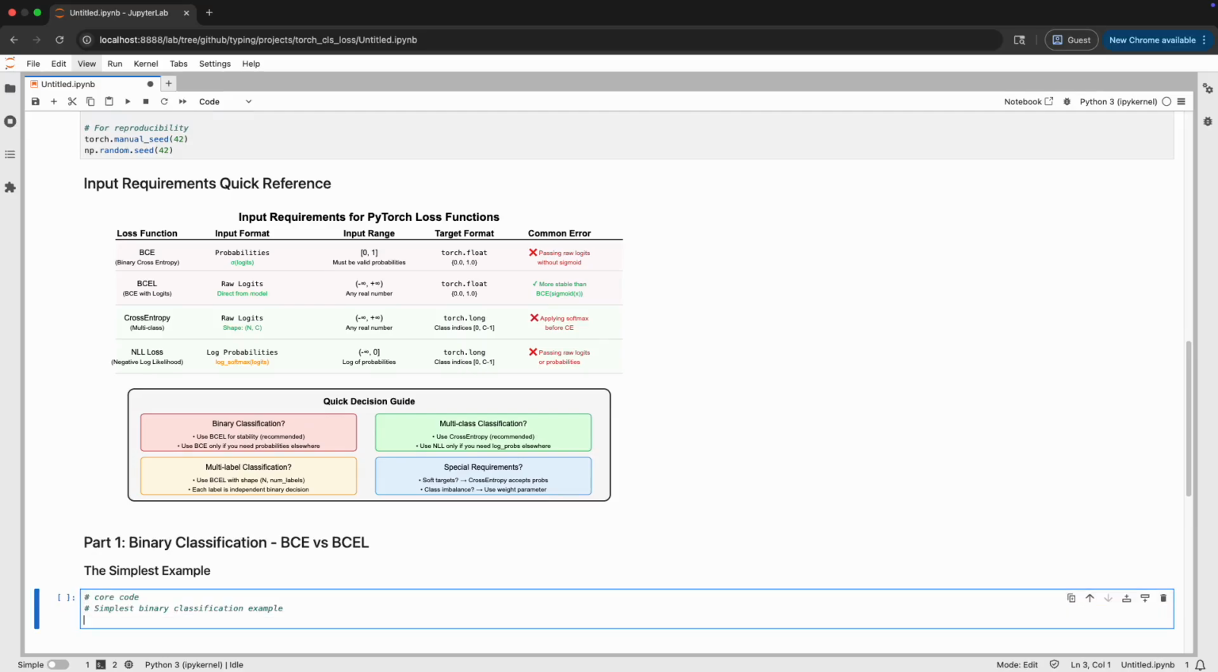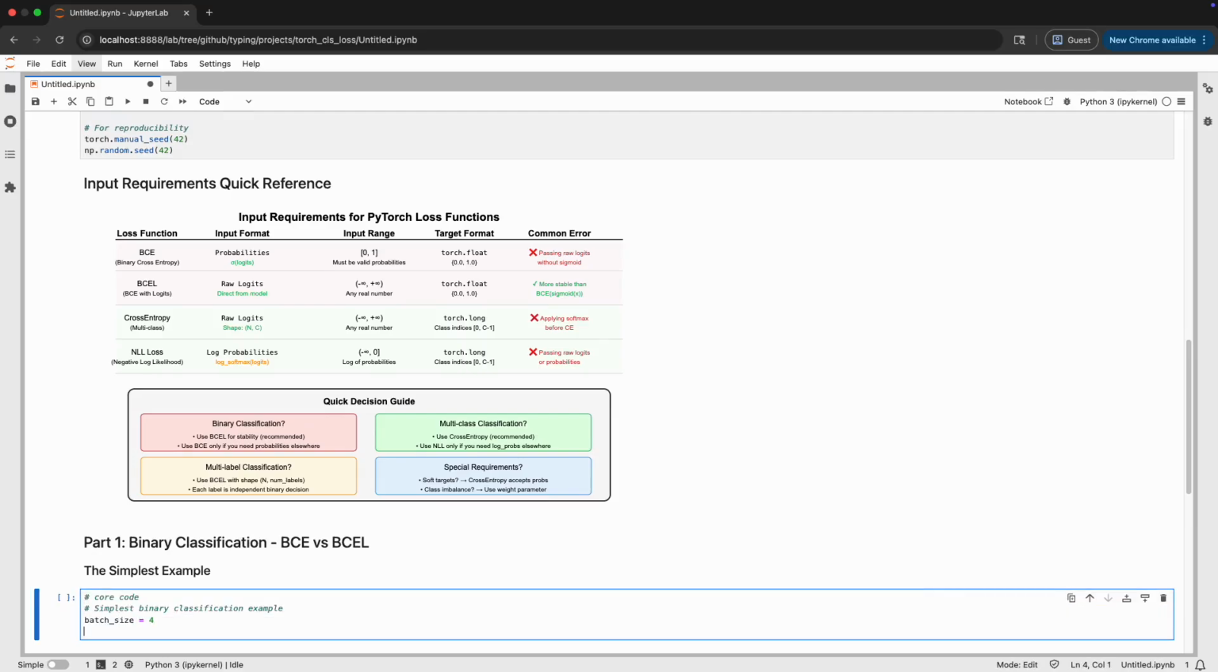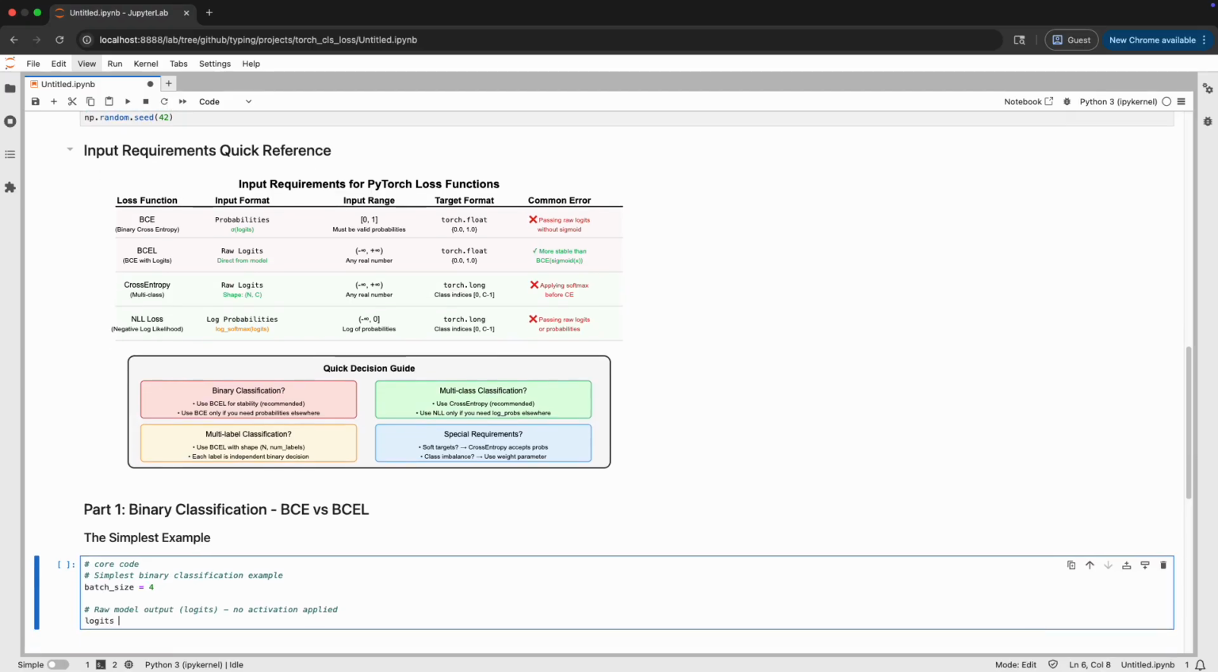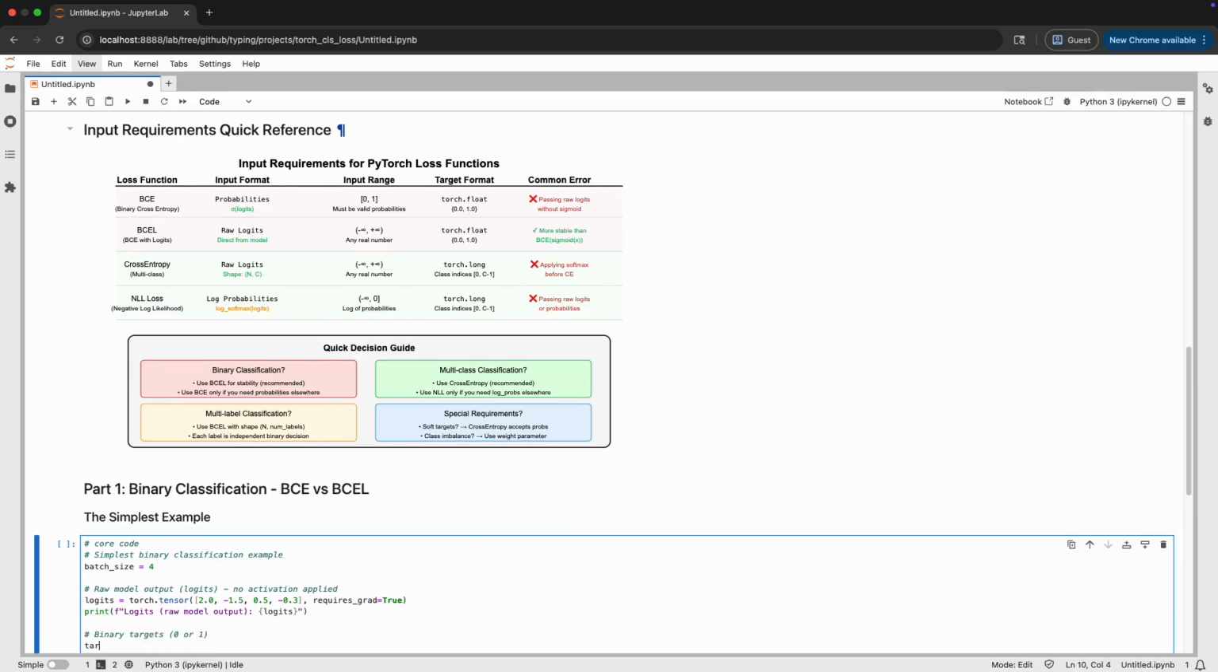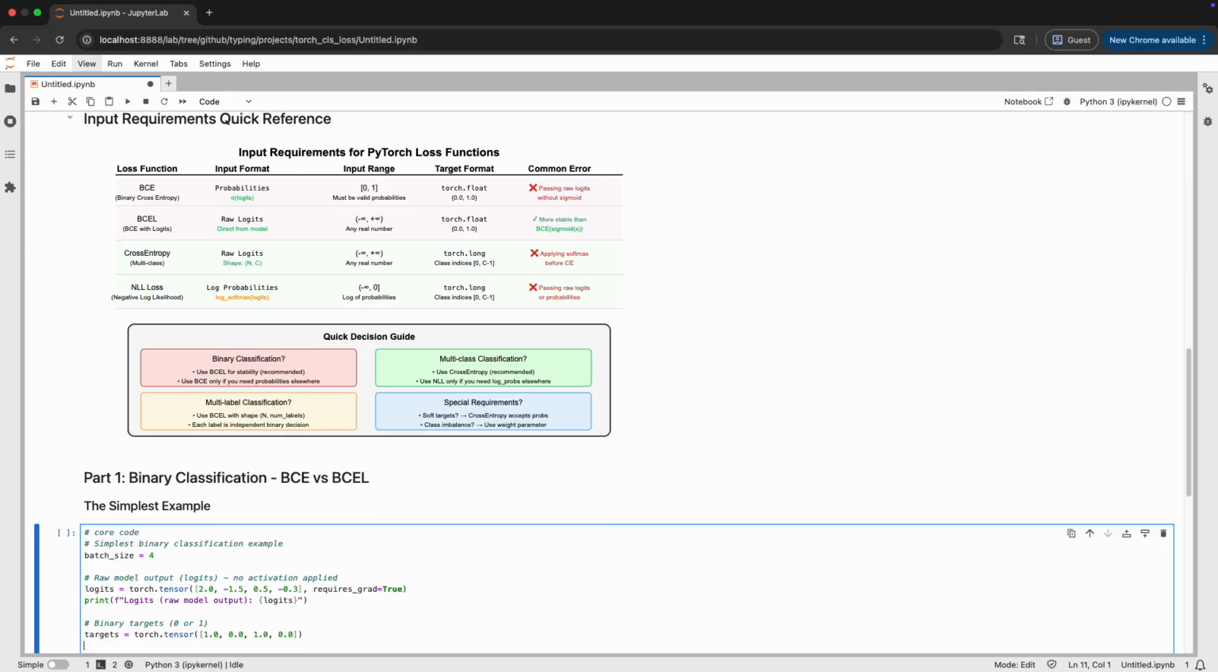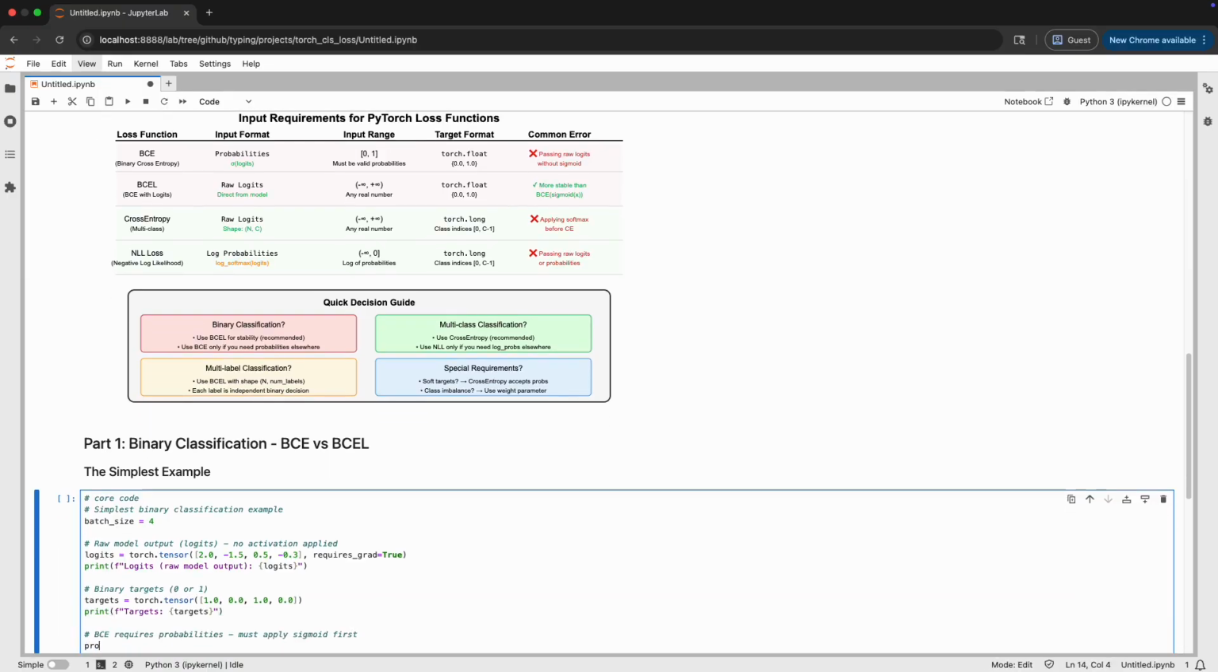Let me demonstrate the simplest binary classification example. I'm creating 4 samples with raw model outputs, which we call logits. These are values like 2, -1.5, 0.5, and -0.3, representing the raw output from a neural network before any activation function. Our targets are binary labels, either 0 or 1, representing 2 classes.